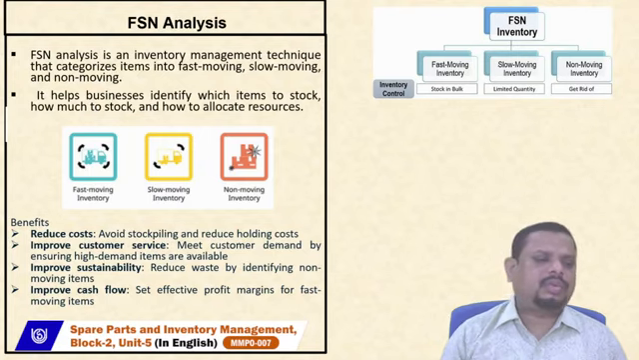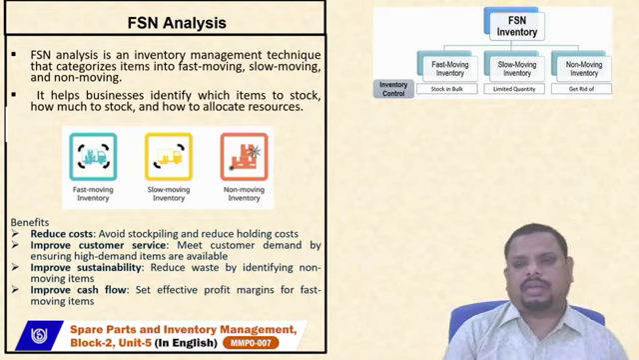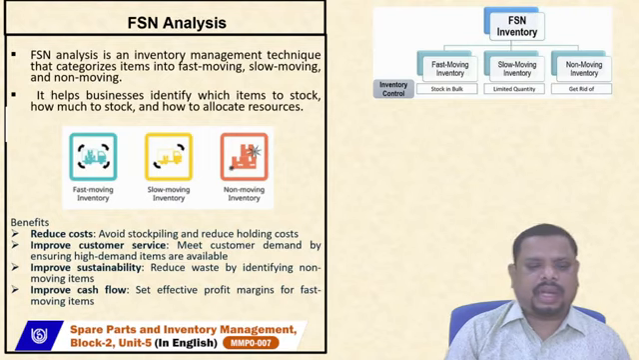The third one is improve sustainability. So reduce waste by identifying the non-moving items. If an industry is finding non-moving items, it can easily reduce what is known as wastage, and so improve sustainability.